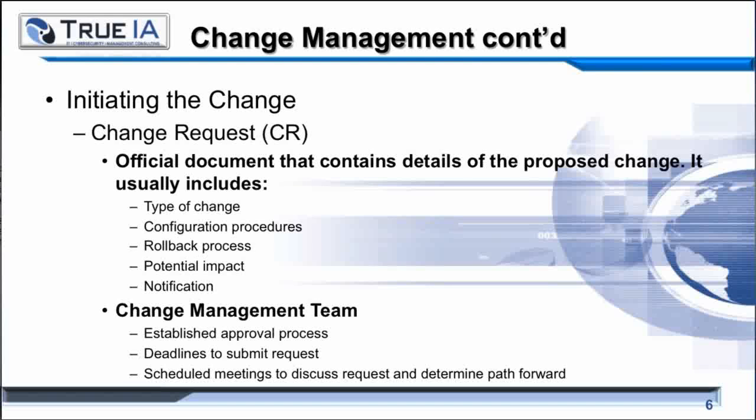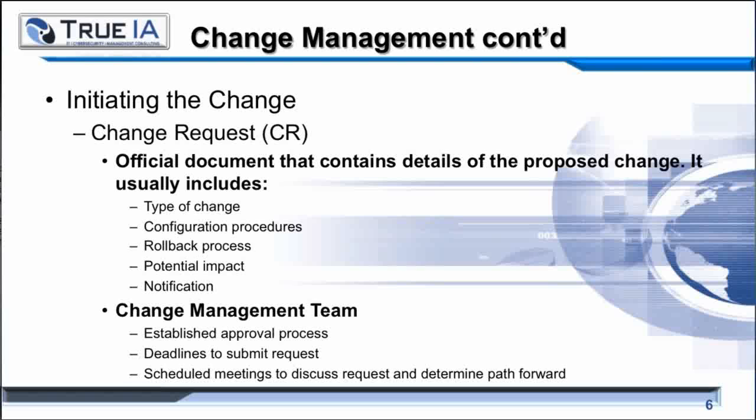Well, they all start with a request. Generally, it's called a change request. It's an official document that contains details of the proposed change, and it usually includes the type of change being requested, any configuration procedures that are required, a rollback process in case something goes wrong, what the overall potential impact to the organization may be, and some other form of official notification.